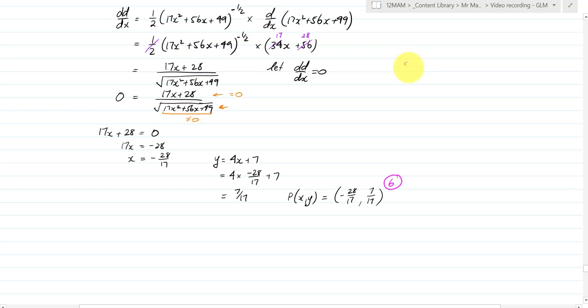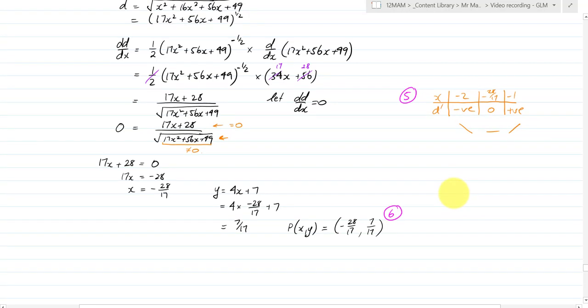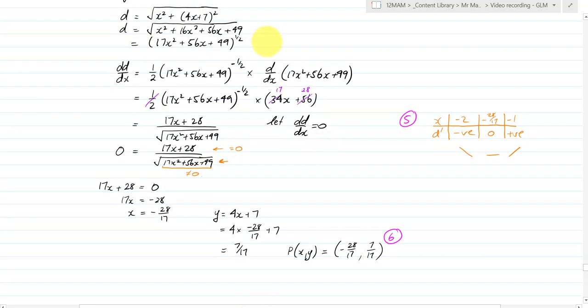I haven't done step 5, so I do just need to check the nature of that stationary point. Because it's a complex function with a square root, I would check the nature using dD/dx by considering negative 28 over 17, and then considering one below, which is negative 2, and one above, negative 1. Because this is a minimum, I should get a negative gradient, 0 gradient, and a positive gradient, giving me negative, 0, positive. Or you could also plot the original function to prove it's a minimum. Or do the second derivative if you're a little bit crazy.